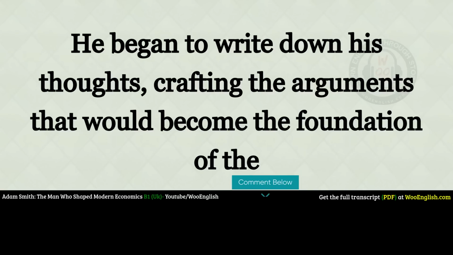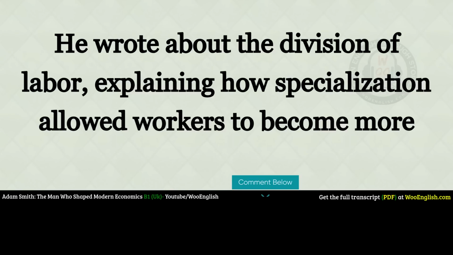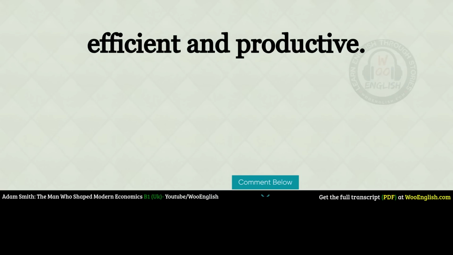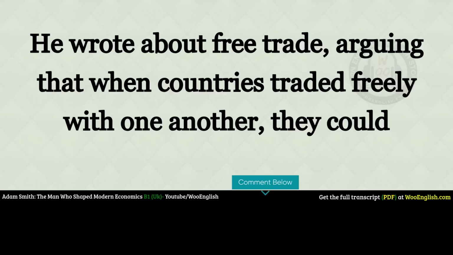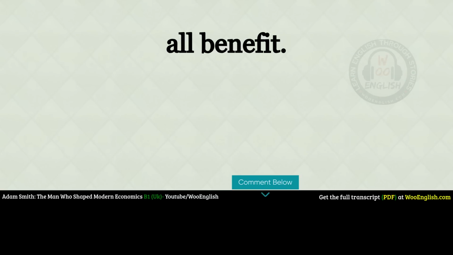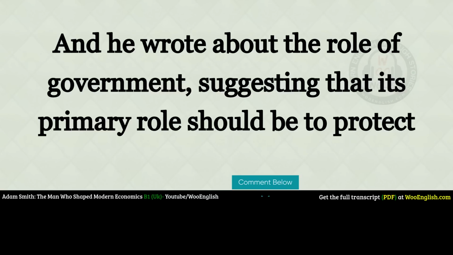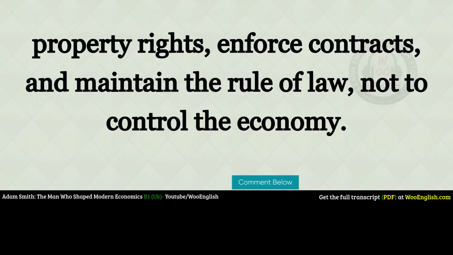He began to write down his thoughts, crafting the arguments that would become the foundation of the Wealth of Nations. He wrote about the division of labor, explaining how specialization allowed workers to become more efficient and productive. He wrote about free trade, arguing that when countries traded freely with one another, they could all benefit. And he wrote about the role of government, suggesting that its primary role should be to protect property rights, enforce contracts, and maintain the rule of law, not to control the economy.